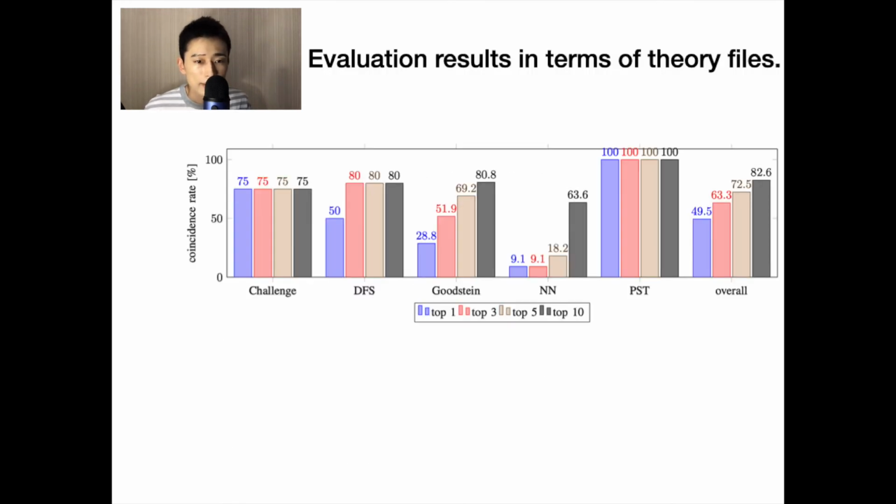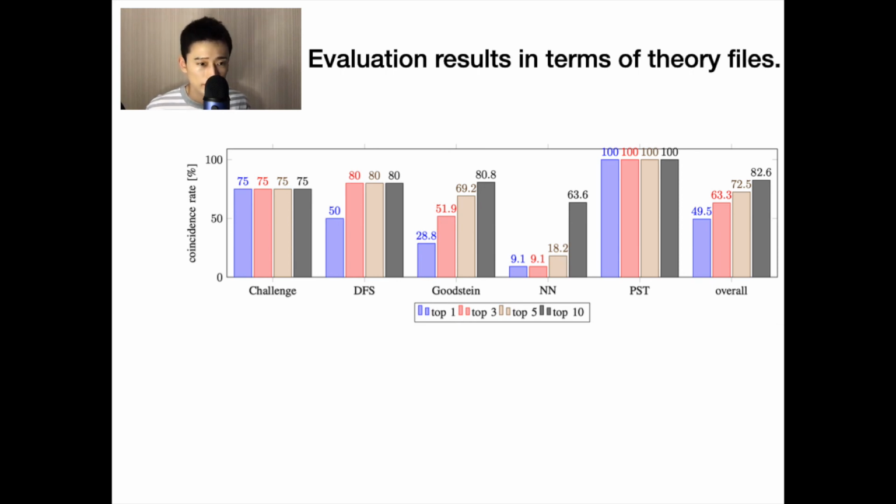The blue bars are labeled as top 1. This means the blue bars indicate how often Smart Induct recommends the choices of human engineers as the most promising induction tactic. On the other hand, the green bars are labeled as top 10. So green bars indicate how often the choices of human engineers appear among the top 10 most promising candidates recommended by Smart Induct. Challenge, DFS, Goldstein, NN, PST are abbreviations for theory names, and you can find the overall results at the right end.